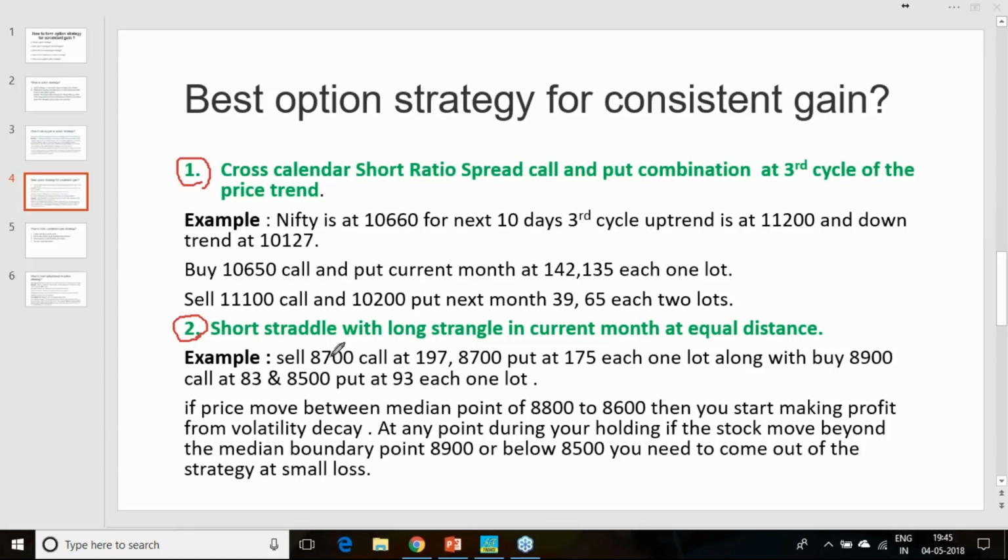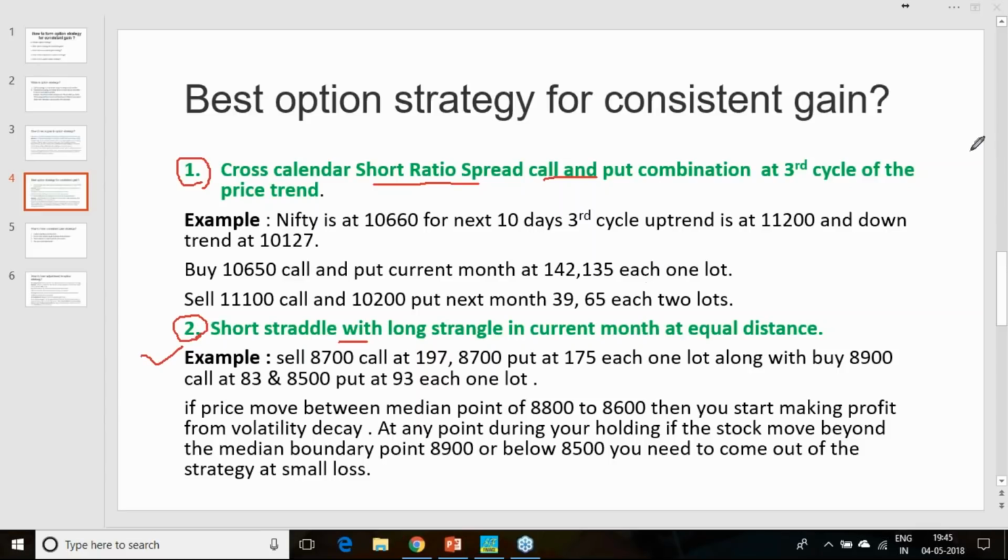In most market conditions, one is the cross calendar short ratio spread. It should be a call and put combination, both you have to take. For that one, trend analysis also you have to do. Second is the short straddle with long straddle, which I already showed you, current month at equal distance. This one I have also already exhibited.